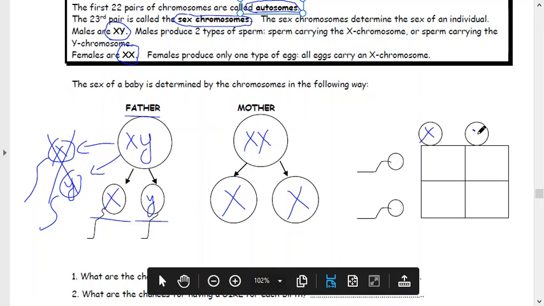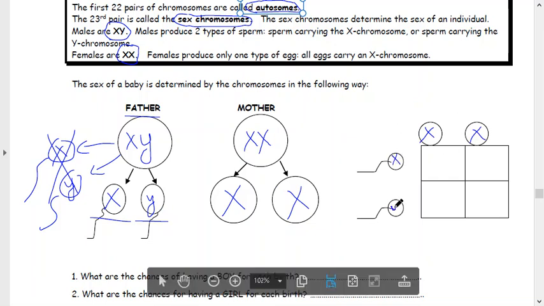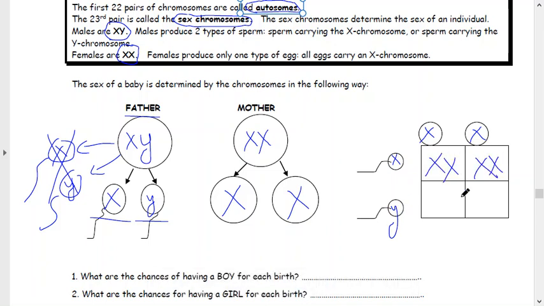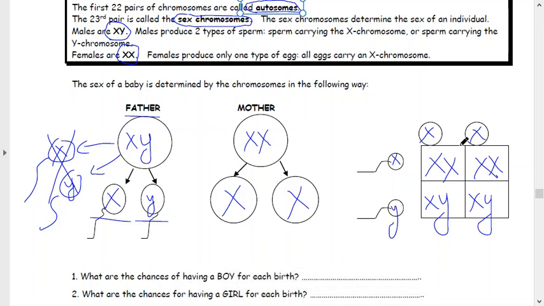So mom's eggs will be on top. Hers have to have an X chromosome in them. Dad's sperm on the side here. One of them has a Y. So for all of the possible offspring, you can just do this in a regular old Punnett square. And you can see anytime that a man and a woman have a baby, there's a 50% chance of that baby being a female and a 50% chance of that baby being male.